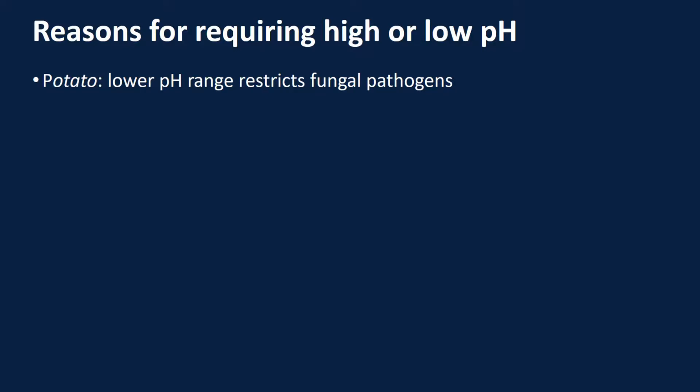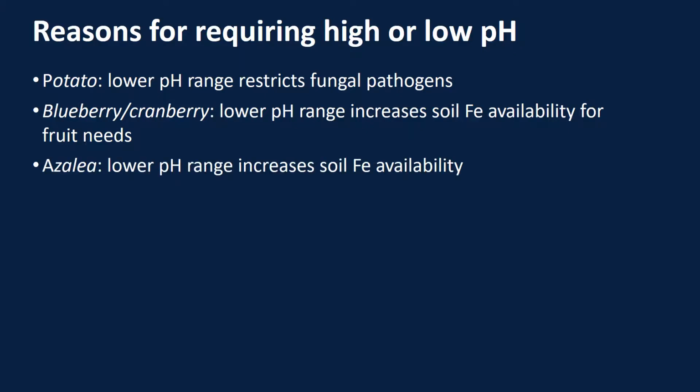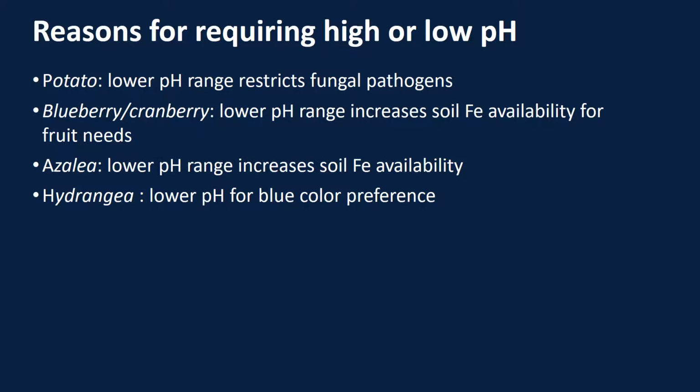worrying about disease. Blueberries and cranberries also like a lower pH, and that really goes to iron availability. If we remember back at our previous figure, we saw that iron was a micronutrient metal, and metals tend to have a greater availability at lower pHs. So if the crop or the fruit needs more iron, it's going to like a more acidic environment where that iron is more available. Azaleas, as well as hydrangeas, also like that low pH because of that iron availability, which helps with that blue color preference for hydrangeas and that iron availability for that nutrient that they need.